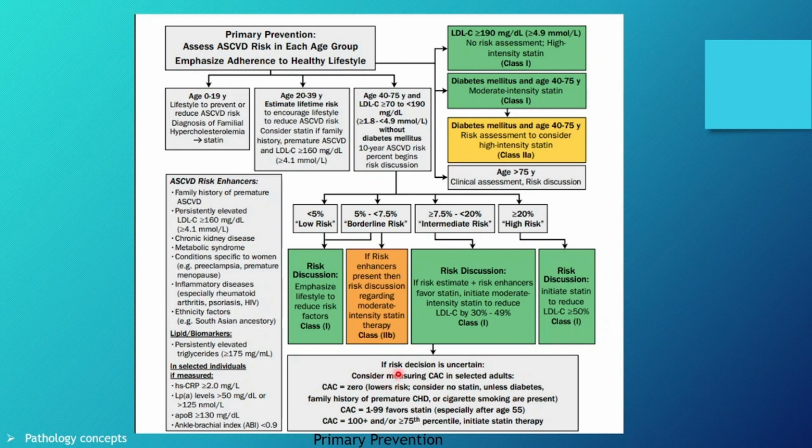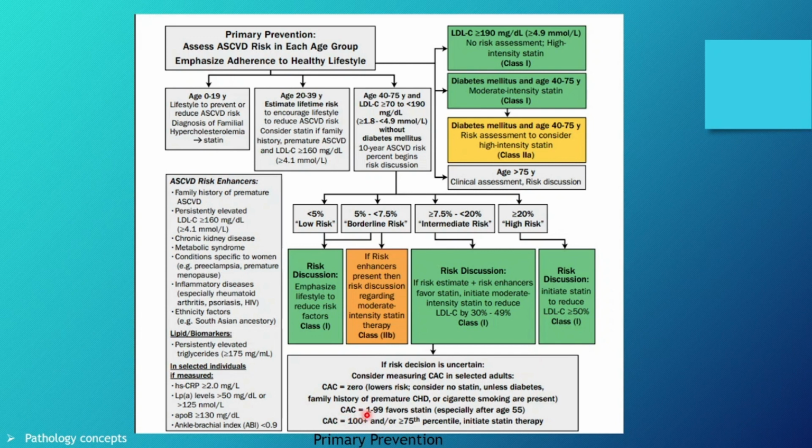And if the risk decision is uncertain, then CAC is calculated. What is CAC? It is coronary artery calcium and it is measured by CT scan. So coronary artery calcium is 0. It suggests lower risk, and consider no statin unless diabetes, family history, premature CHD, cigarette smoking are present.